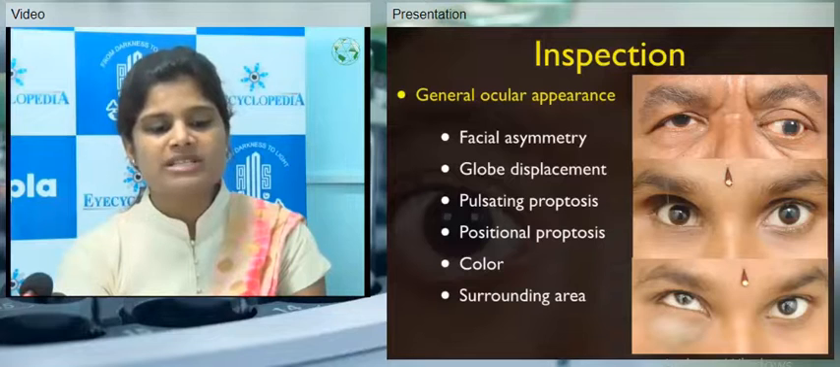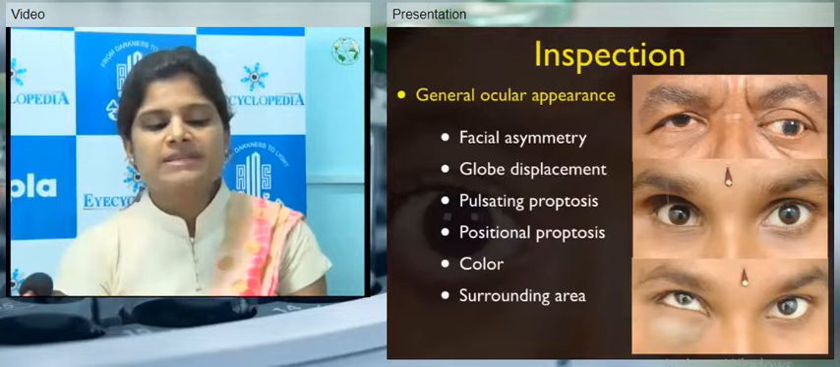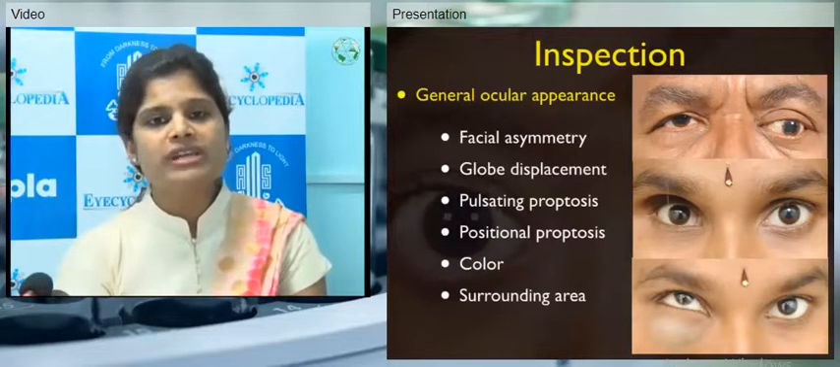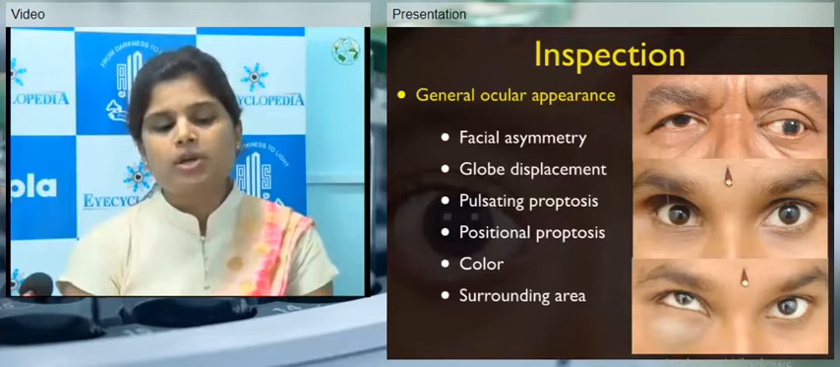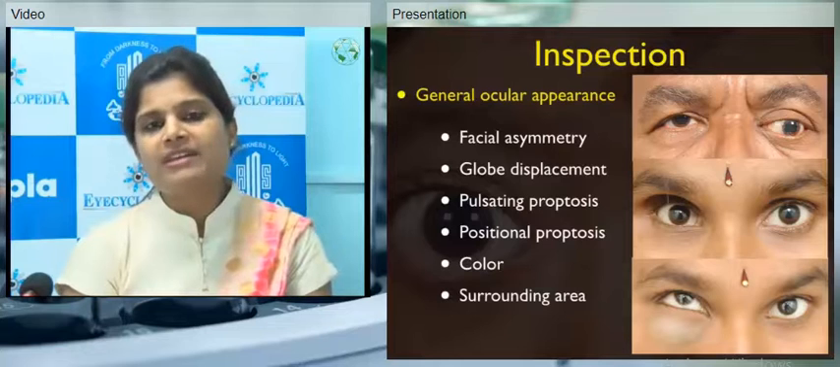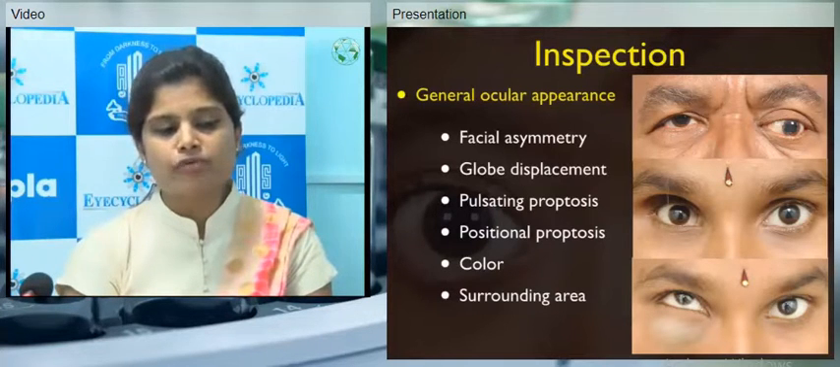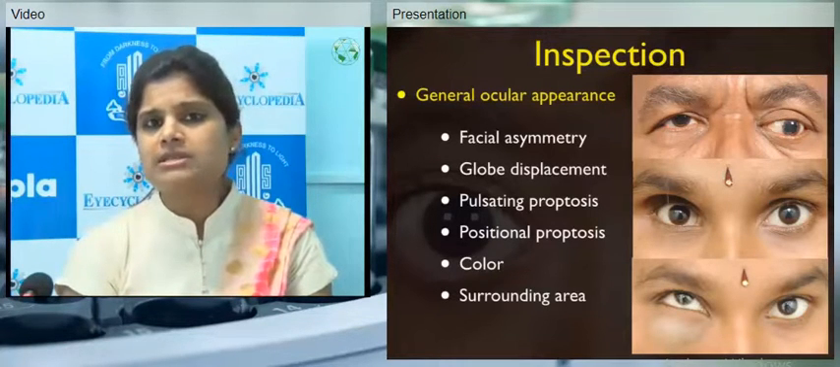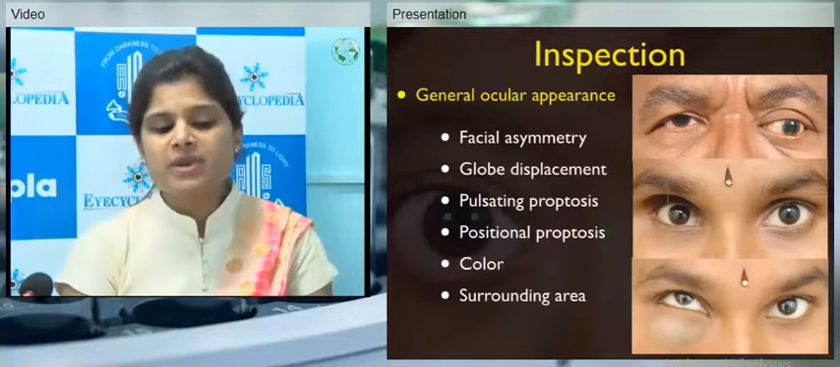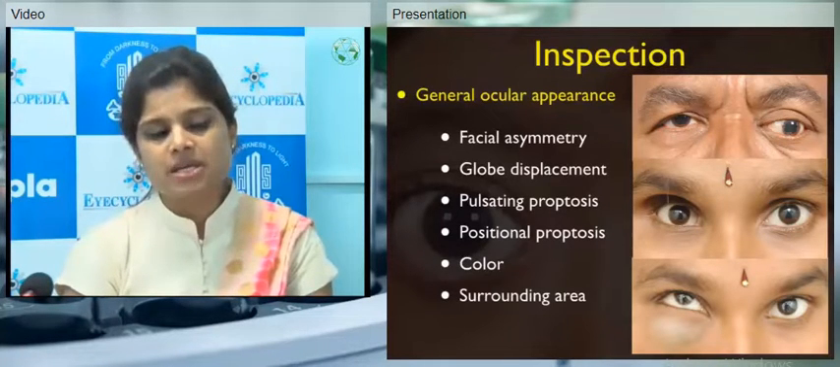And next is the globe displacement. As I mentioned earlier too, the direction of globe displacement is very, very important, because that gives a clue about from where the lesion is arising. So we have to look for globe displacement and make a note of it. The next is pulsating proptosis. It requires very careful inspection because it can be easily missed.